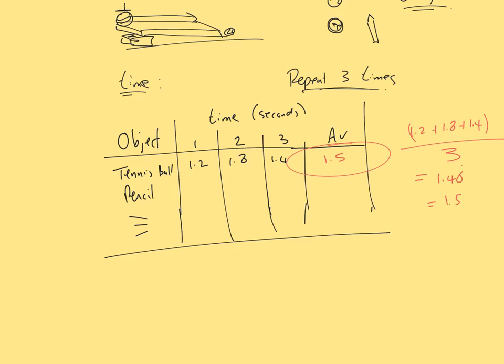And then obviously I'd do the same thing for the pencil, get my 3 results of the pencil, work out the average for the pencil, and for my other objects as well. Now, that's all well and good, but all I've done there is get the time it takes the objects to get down. What I haven't done is work out their average speeds. So we come back to our equation. Average speed is equal to the distance travelled divided by how long it took. So I need to know the distance. In other words, I need to know how long my ramp is.